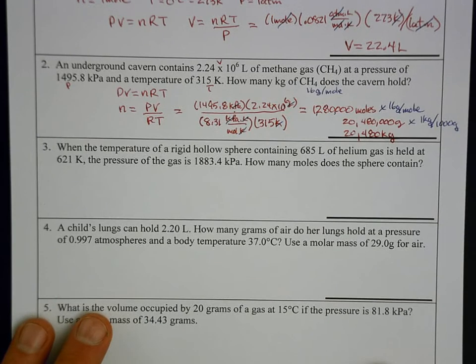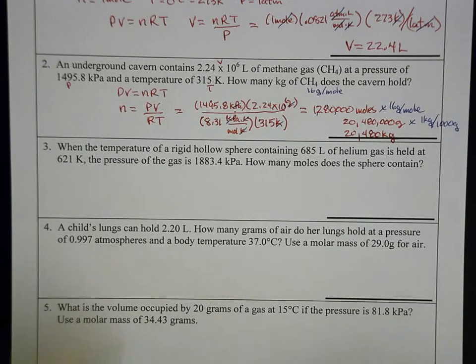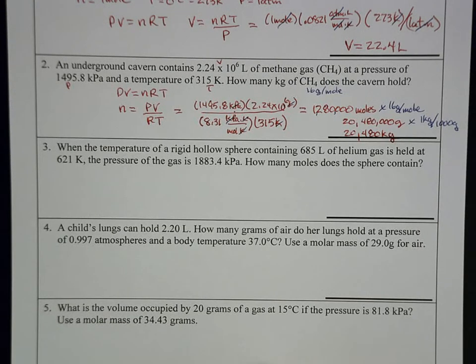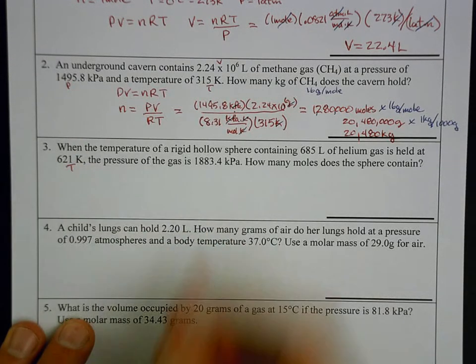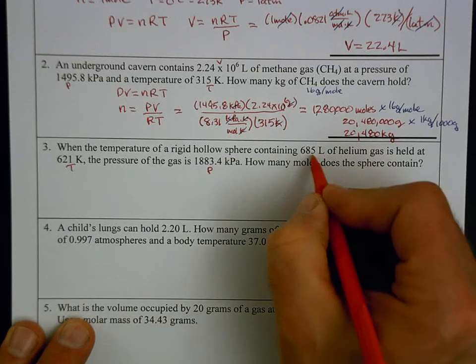Okay, number 3. When the temperature of a rigid hollow sphere, the rigid just means it's fixed. It's not like a balloon that could expand, so it's rigid. It's going to stay the same volume. Containing 685 liters of helium gas is held at 621 K. The pressure is 1883.4 kPa. How many moles does the sphere contain? So again, there's a T, there's my P, here's my V.